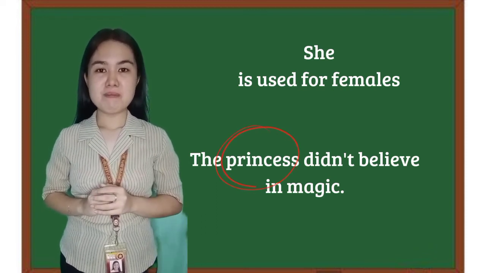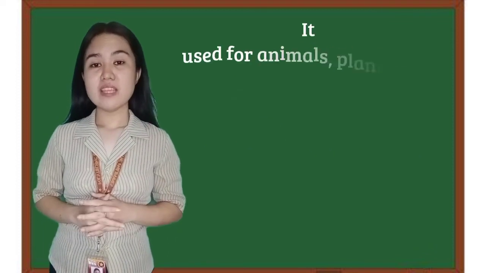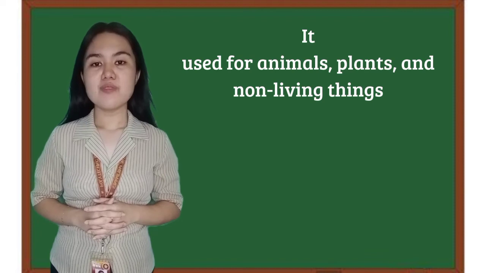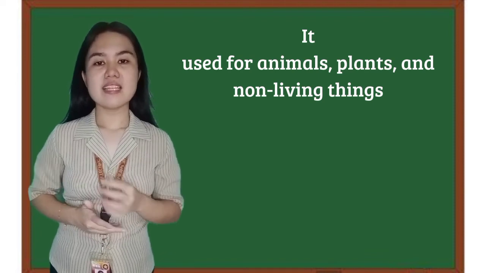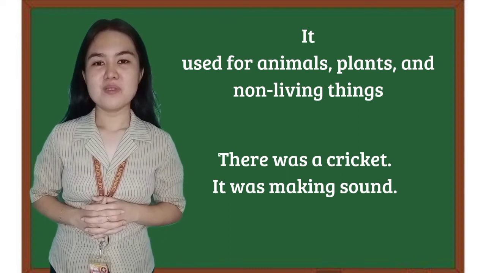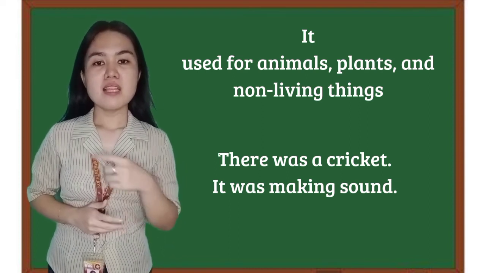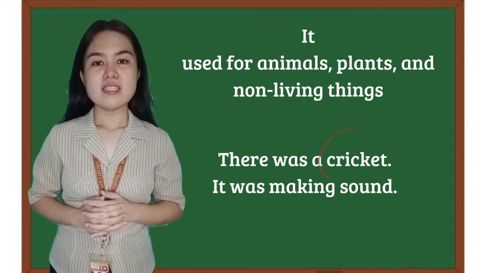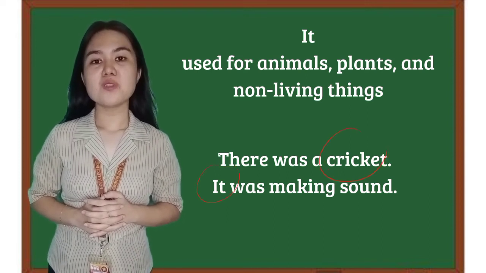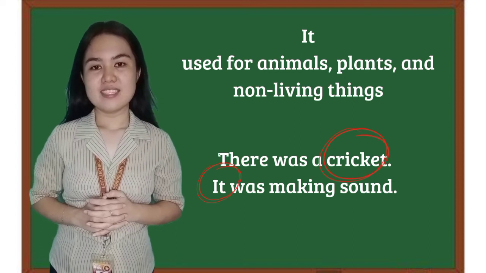The pronoun it is used for animals, plants, and non-living things, like in these sentences. There was a cricket. It was making sound. Which means the cricket is an animal. So we can use it to replace the cricket.